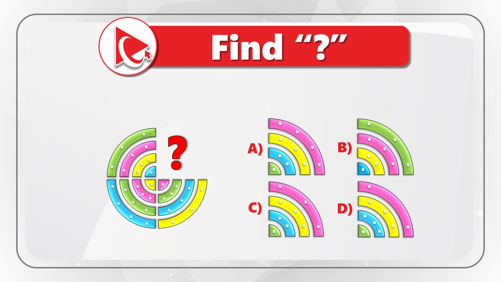If we follow the pink segment in the 7 o'clock section, you see that it's in the 3rd position. When we move to the 10 o'clock section, it's in the 2nd position, which means that in the missing segment, it should be in the most outside position.